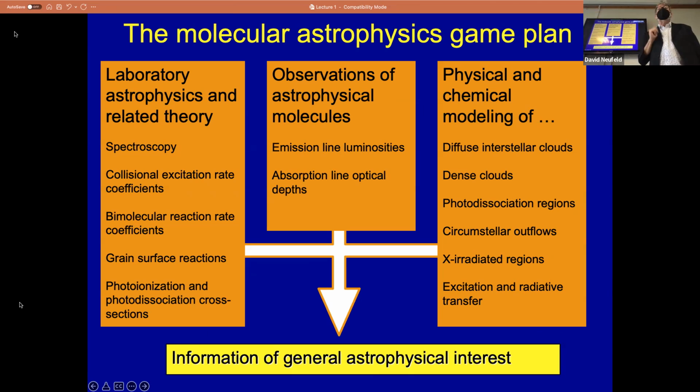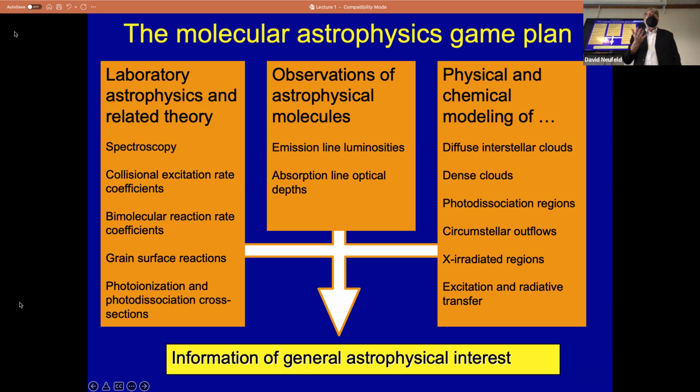You need spectroscopy. You need to know the collisional excitation rate coefficients for excited states of these molecules that you can see. You need to know chemical reaction rates. You need to understand photoionization and photodissociation, because there are hot stars throughout the galaxy that are producing ultraviolet radiation that can destroy molecules. So that's sort of one leg of this tripod, if you like.